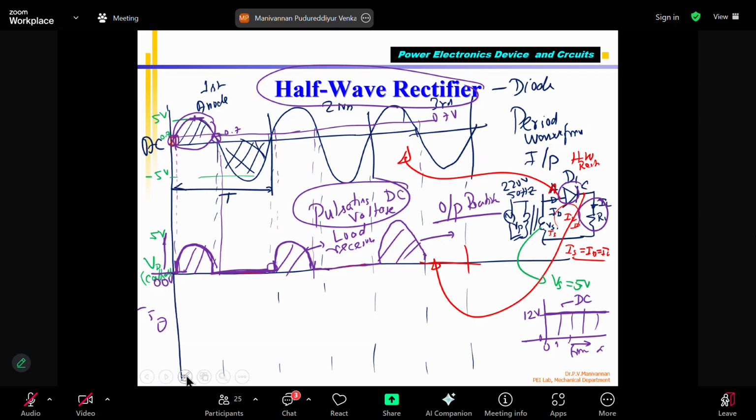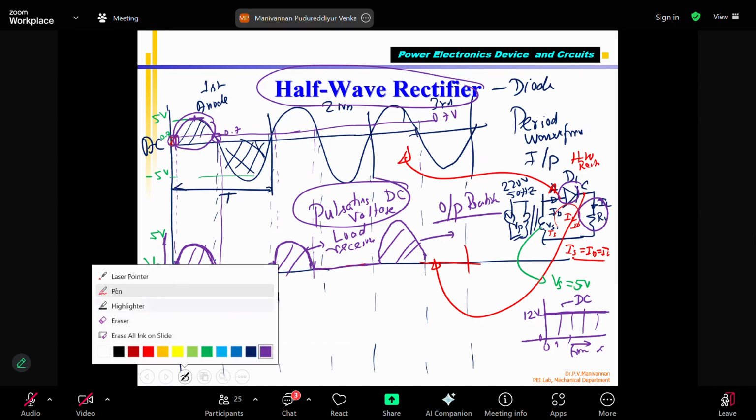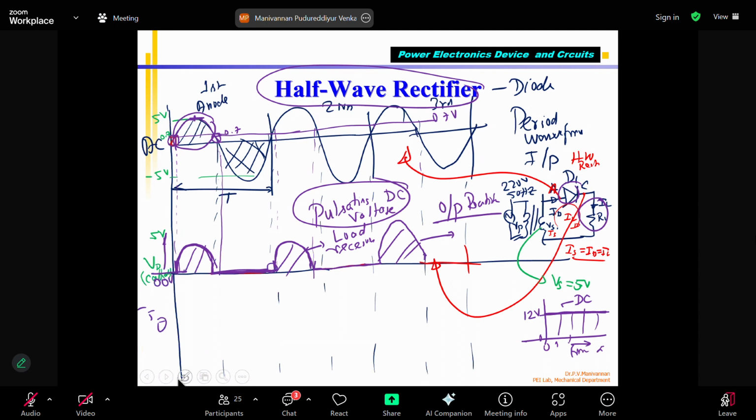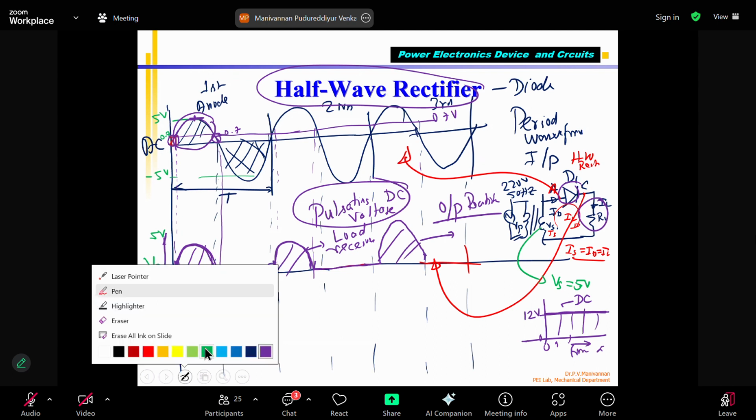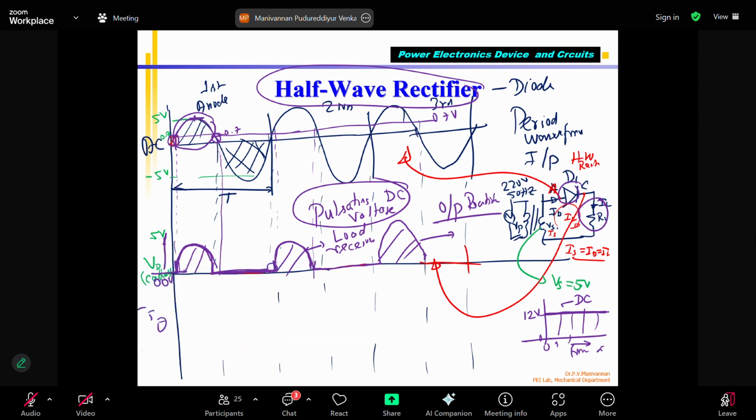Okay. Now, what is the output? The output is a pulsating DC voltage. But I want the average voltage. Average voltage means you have to take one full cycle. This is called one cycle, 0 to 360 degrees. During that time, the positive half cycle also varies. It is not constant, it is varying. Negative is 0. That means to find the DC, VDC, correct?